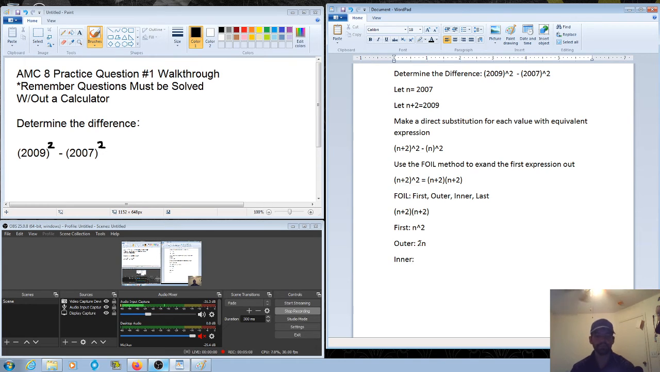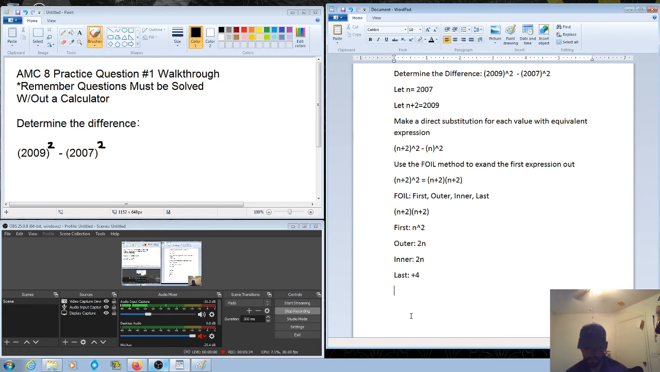Inner is going to be the most inner terms in the expression, so closest to the inside, so to speak. That's going to be 2 for the left and n for the right. That's going to be 2n again. Then we have last, which are just the last terms of each expression. That's going to be 2 for both of them, the first and second one. 2 times 2 is 4. I'm going to use plus 4 just for completion purposes and housekeeping.